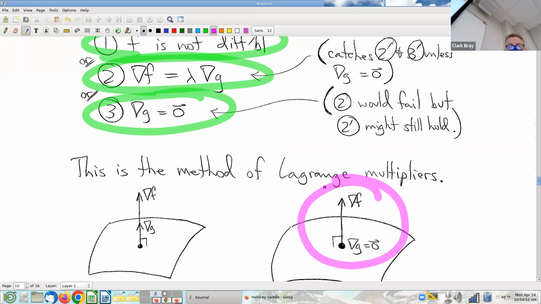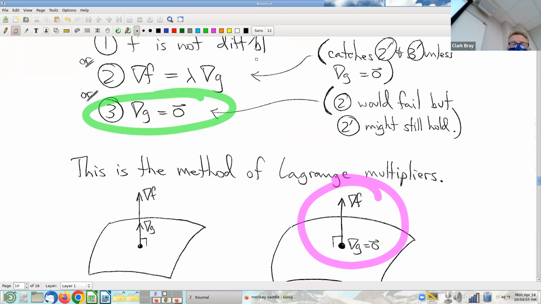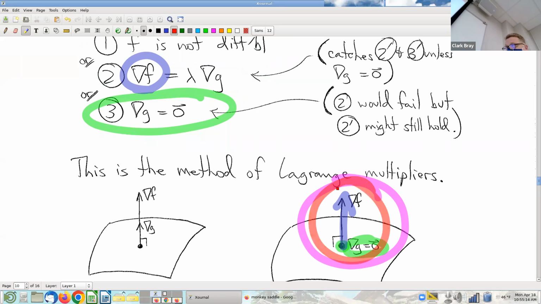This is possible. Your constraint gradient is the 0 vector, and our actual objective gradient is perpendicular, and so I can't actually conclude, I cannot eliminate this as a possible maximum, but also this one's not a multiple of that one because nothing's a multiple of 0, and so that condition doesn't catch it. There's a very short version of why we have to check that third condition.